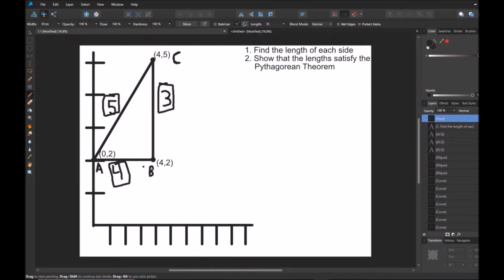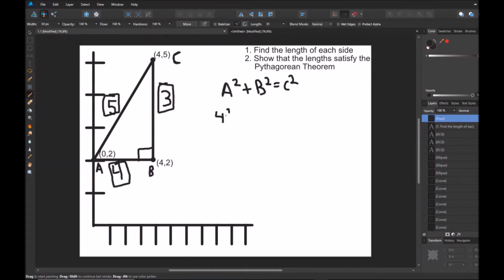And then now for the second part of the question, we have to show that the lengths satisfy the Pythagorean theorem. Now if you don't know what the Pythagorean theorem is, it says for any right triangle that you have, which this is a right angle right here, a squared plus b squared equals c squared. And c squared is the hypotenuse, which is the longest side of the triangle, and a and b are the supporting legs. So for this one, I'll call a 4, and I'll call b 3.